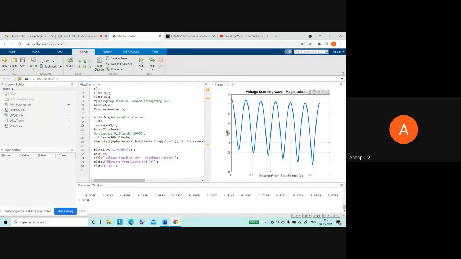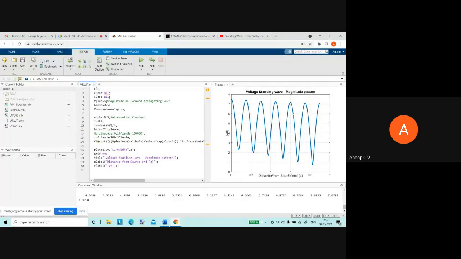Now you can very clearly see the minima are not along a straight line. They are decreasing as Z increases, and even the maxima are decreasing as Z increases. It's the same. That is what is happening.